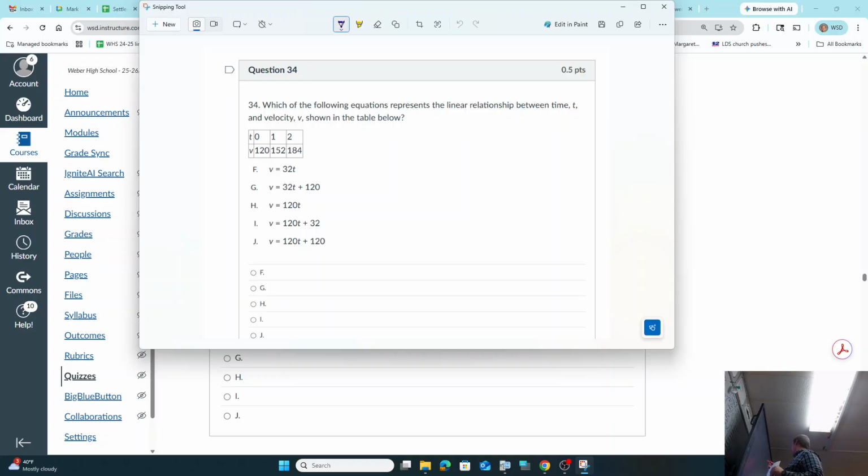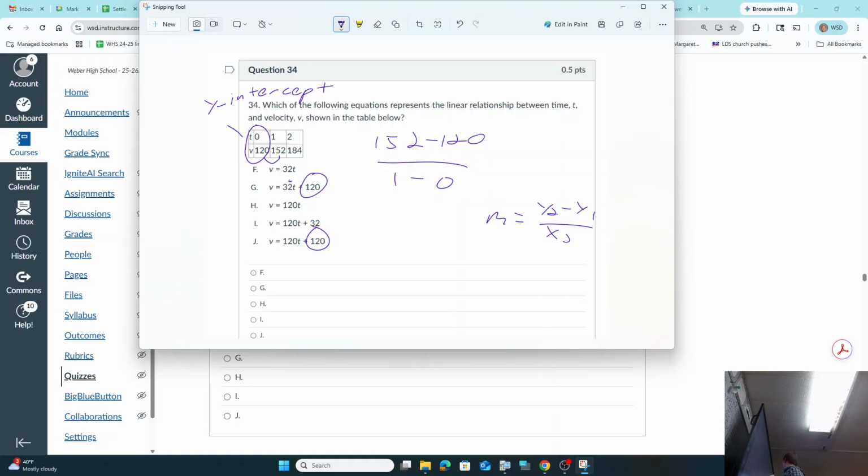Okay, so we have our y-intercept, which is right here. And then to find our slope, it's either here or here. So to find our slope, we're going to do 152 minus 120 over 1 minus 0. Because don't forget, slope is y2 minus y1 over x2 minus x1. Memorize that. So that gives us 32 over 1, which is 32, which is G.